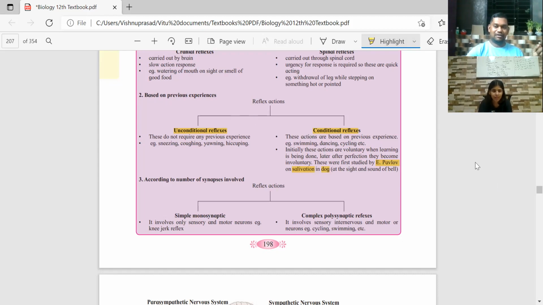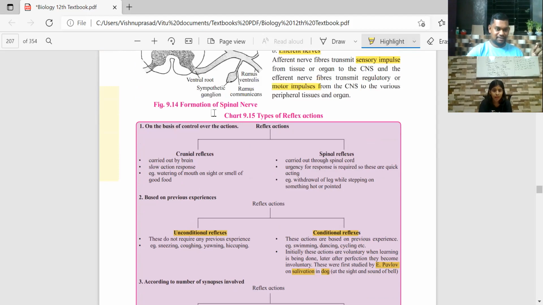Okay. For that, there is one more way of classifying reflex action: cranial reflex and spinal reflex. There are certain reflex actions which are carried out by the brain. Not all reflex actions are taken care of by the spinal cord. Some actions the brain takes care of; these are called cranial reflexes. And whatever is taken care of by the spinal cord is a spinal reflex.